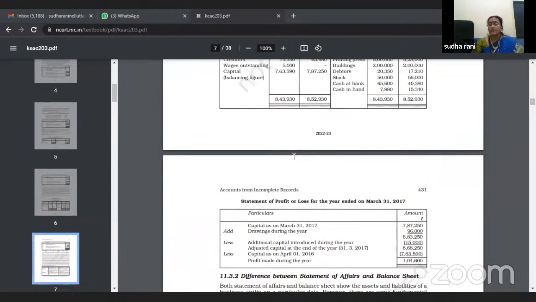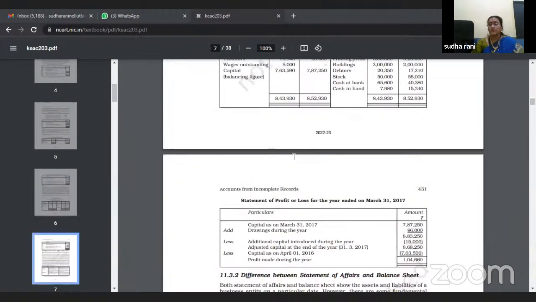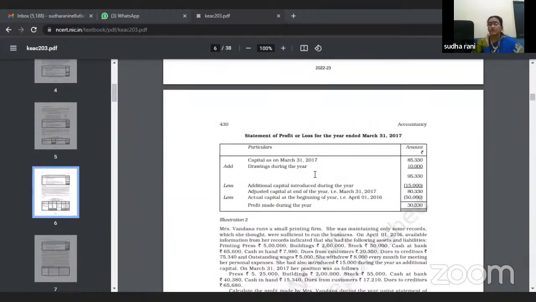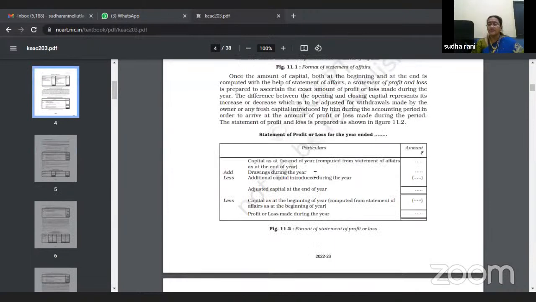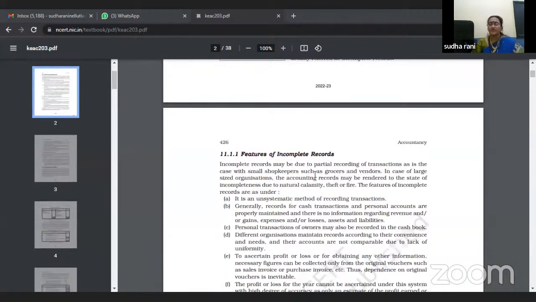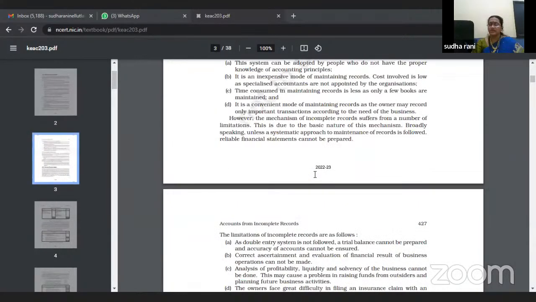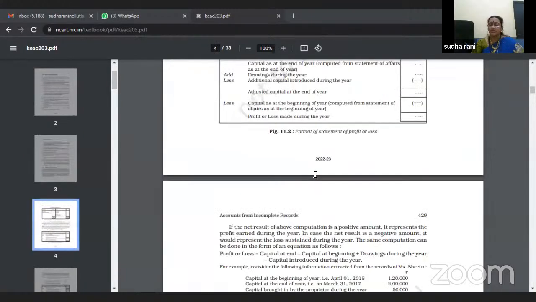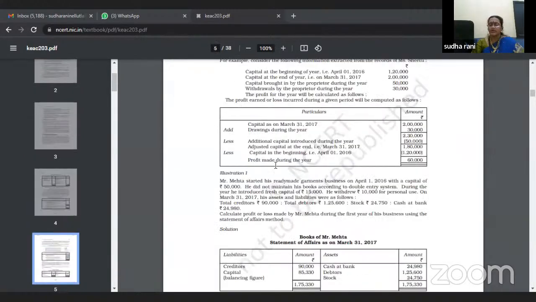There are only two statements. If you learn and are able to identify, you can answer this question: the difference, the reasons for incomplete records, the meaning of incomplete records, and the characteristics or features of incomplete records. These are the important theoretical questions, but some are very simple. You can score if you concentrate. Okay, that's incomplete records.